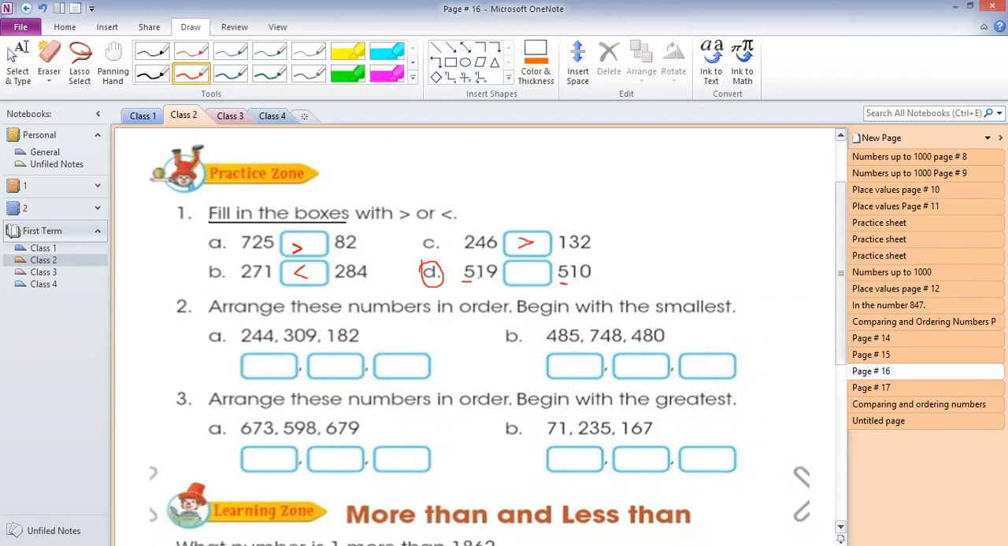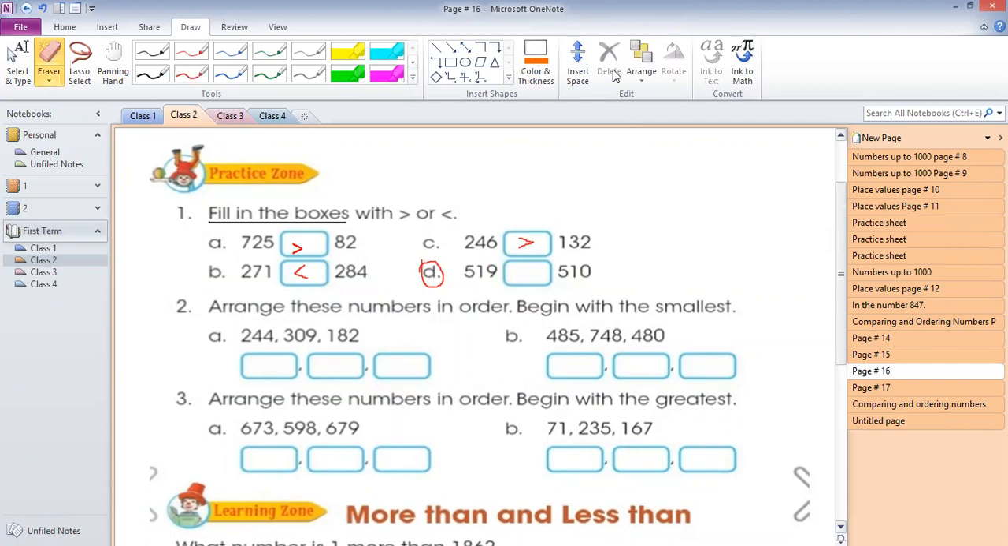Now you will compare the tens. There are 1 tens and there are also 1 tens. Now finally, you have to compare the ones, because hundreds are the same and tens are the same. Here on the ones it is 9 and here on the ones it is 0. So you know 9 is bigger than 0. That's why you can say that 519 is bigger than 510, or 519 is greater than 510.